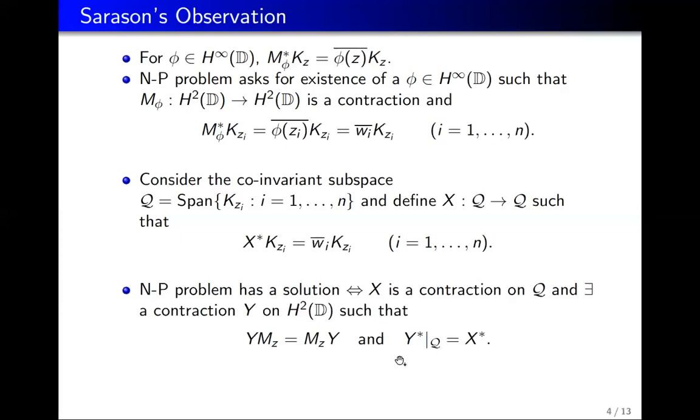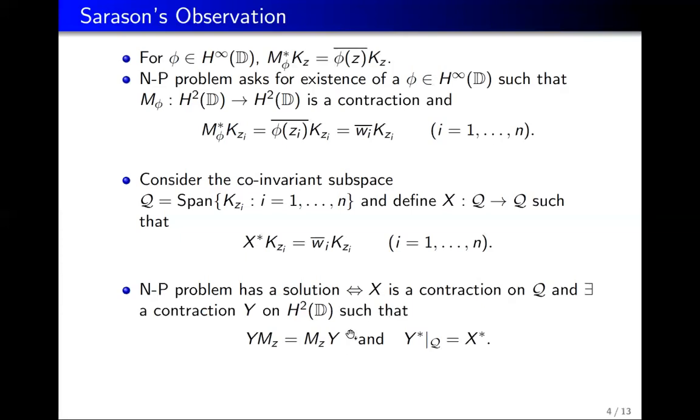So now what Sarason proved is that, after making this observation that the NP problem is equivalent to finding this extension of this operator X star here. By the way, whenever I say this Y star is an extension of X star, it's also the same as saying that Y is a coextension of X, or Y is a lift of X. Those are the terminologies we also use.